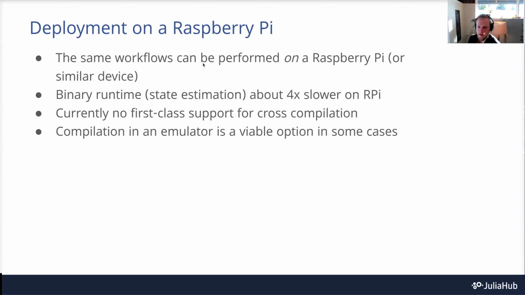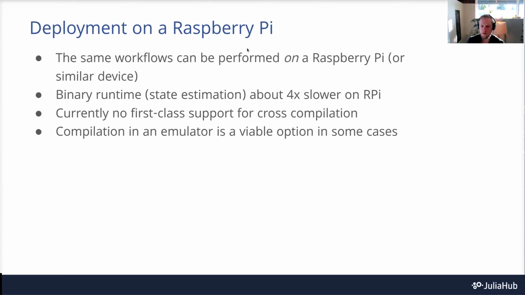If I do that, and I have done that on a Raspberry Pi 5, if I'm not mistaken, the binary runtime is about 4 times slower on the Raspberry Pi. So that's perhaps expected. It's a significantly slower platform than my desktop PC that I'm running this on. But nevertheless, it works and it's reasonably fast.